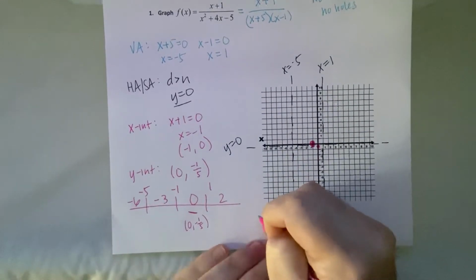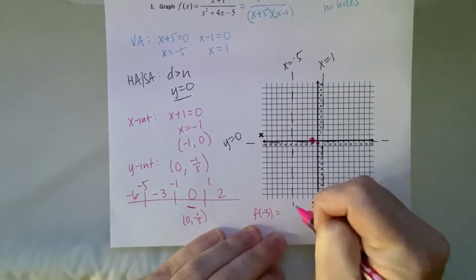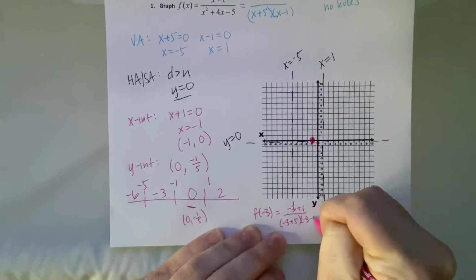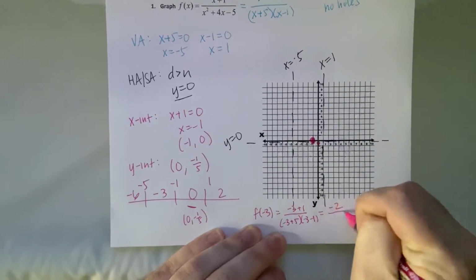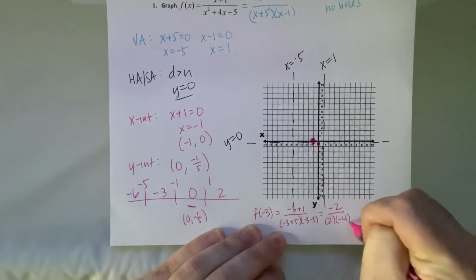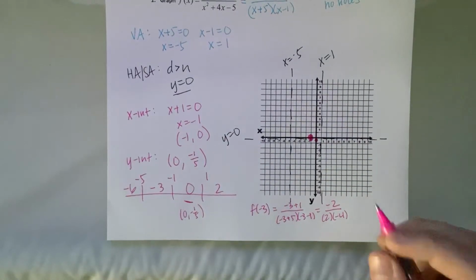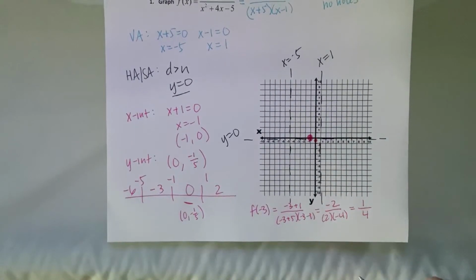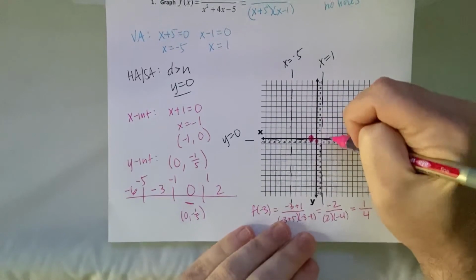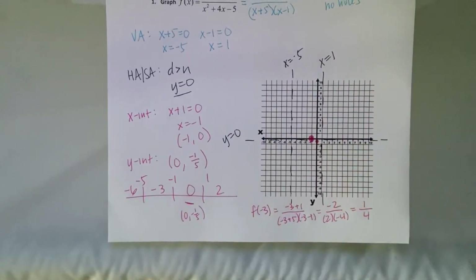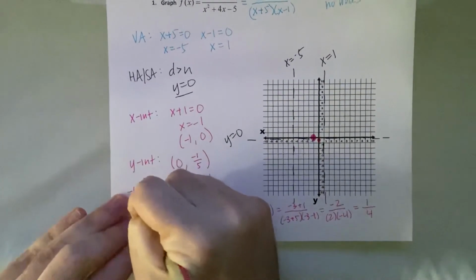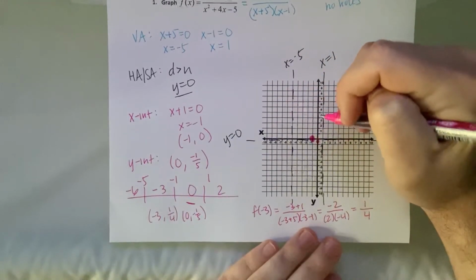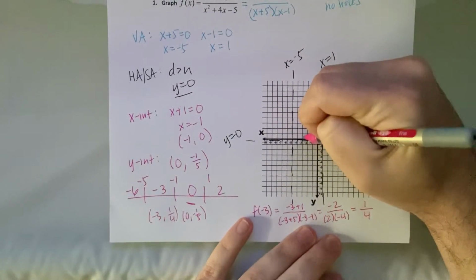If we plug in -3, that's -3 plus 1 over -3 plus 5 times -3 minus 1. It's -2 over 2 times -4. That would reduce to 1/4. Wait, we plugged in -3, we got 1/4. Sorry, -3, 1/4. So -3 is a positive number at 1/4.